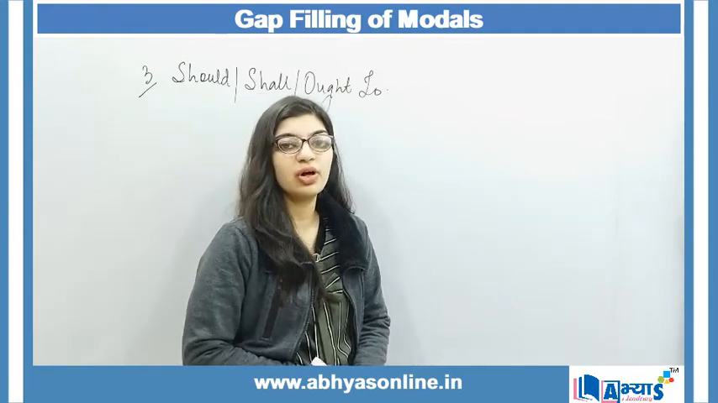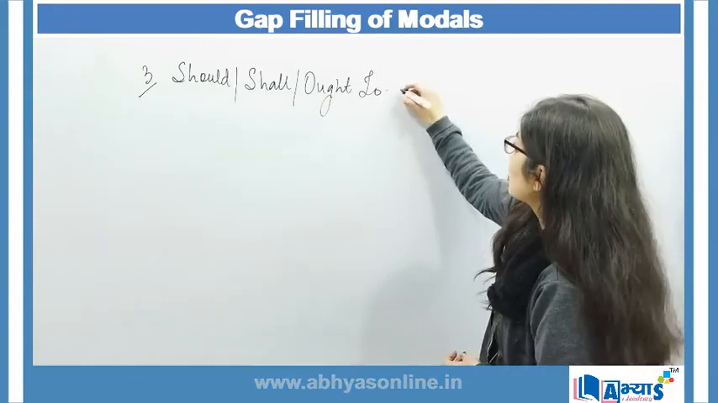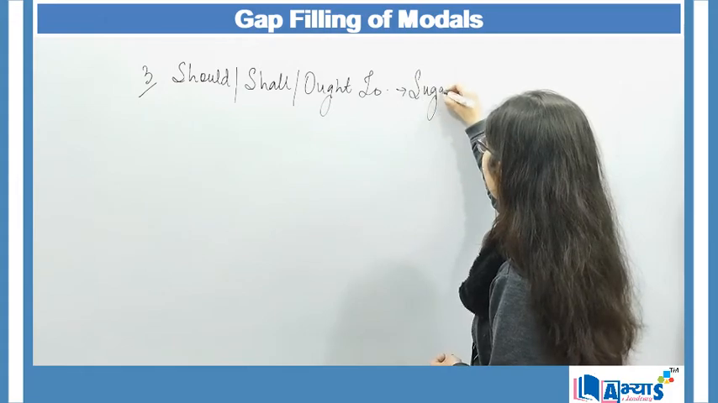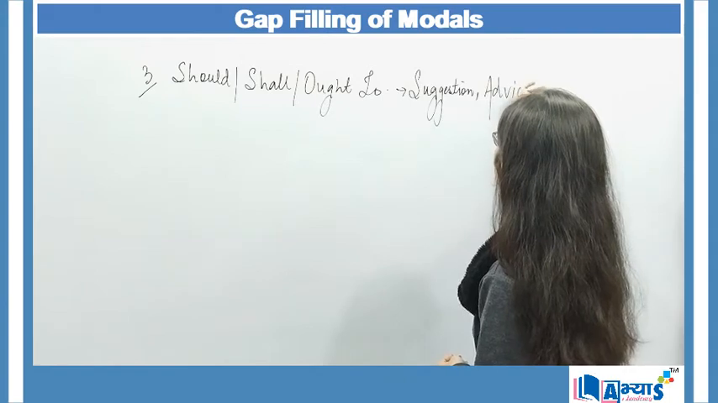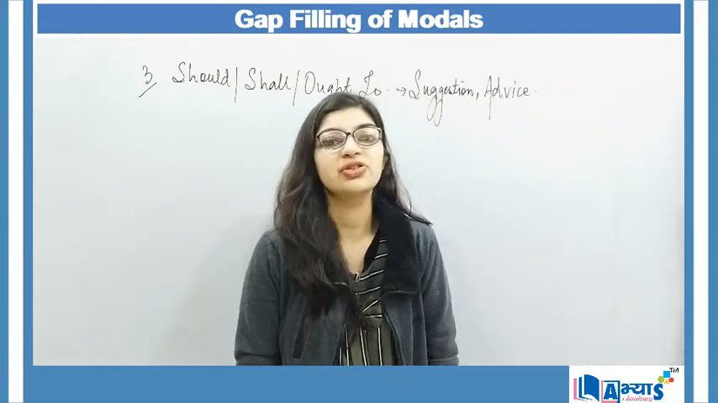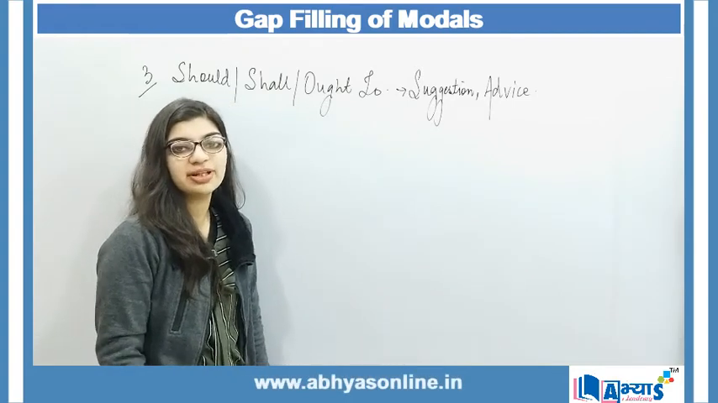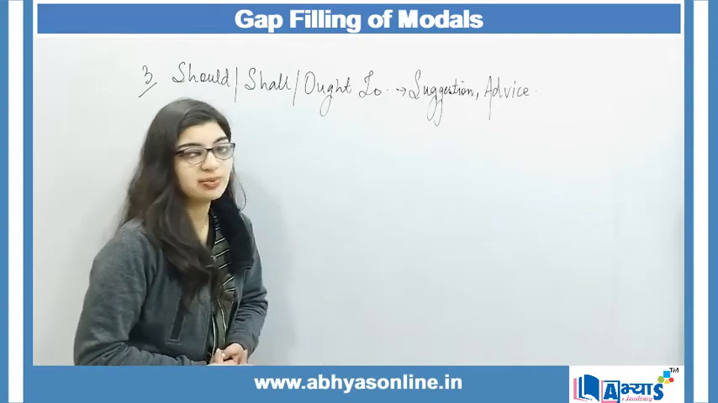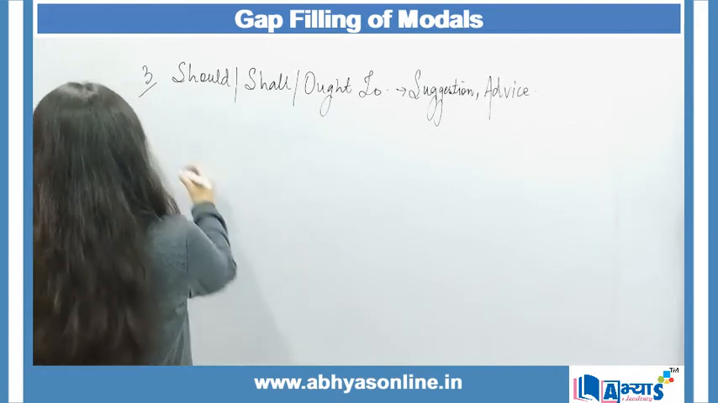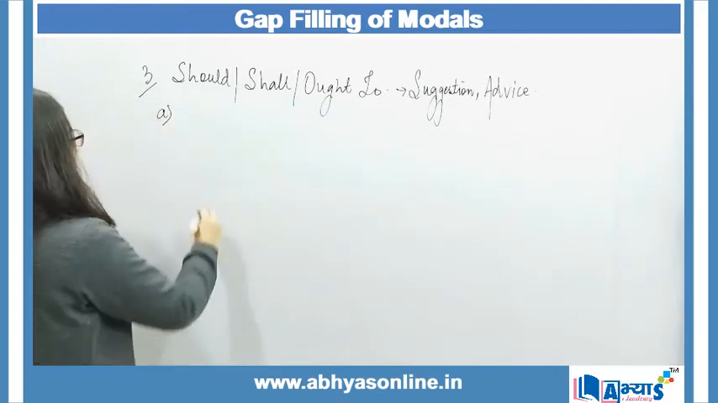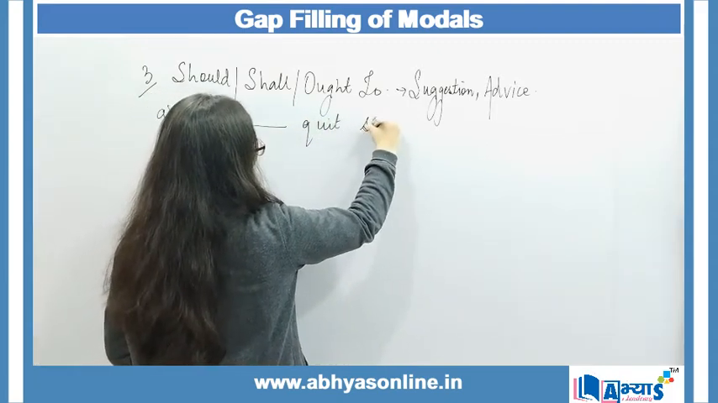They are also used for giving advice. So suggestion and advice is one of the same thing. So for giving some kind of suggestion or for giving some kind of advice, we make use of should, shall or ought to. So let us discuss this through examples where there will be a gap provided, and out of all these three we have to find out which modal should be the best placed. So the first example over here can be you dash quit smoking.